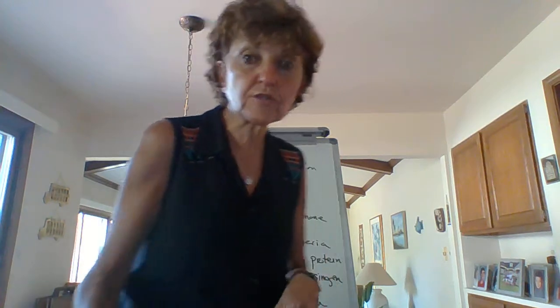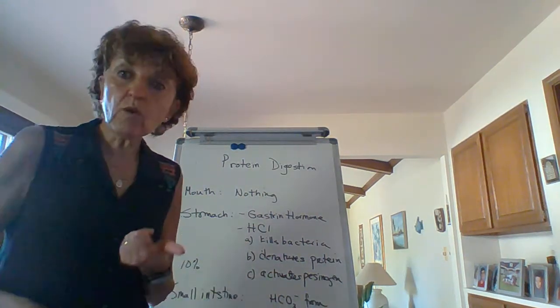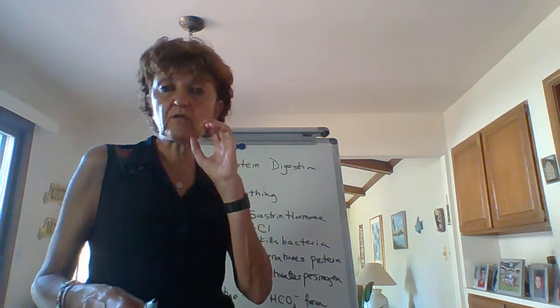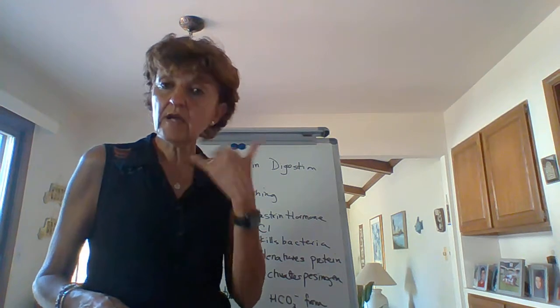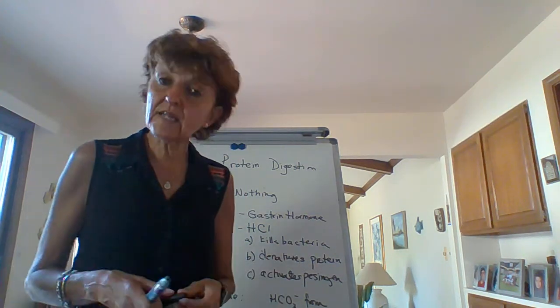The HCl, hydrochloric acid, in the stomach has several key functions. So I have them written over here for you. Number one, it kills bacteria. So cool. Doesn't mean you should be consuming tons of bacteria, but just in case you are in your food, it kills the bacteria. Number two, it denatures the protein.